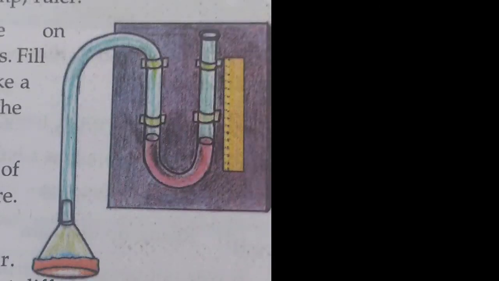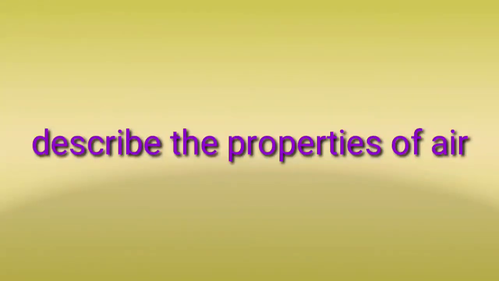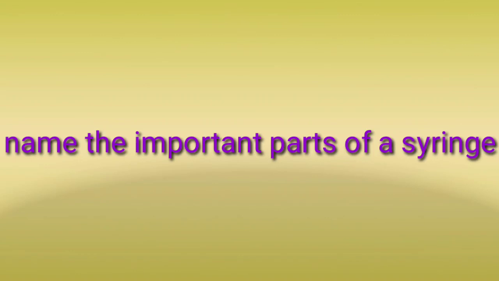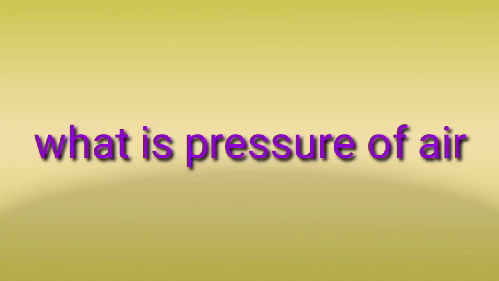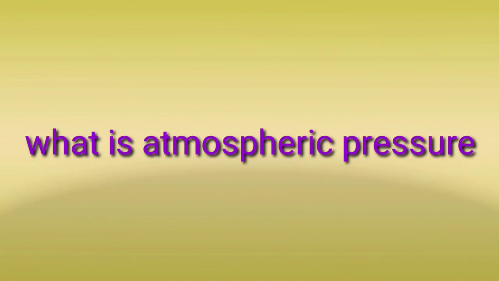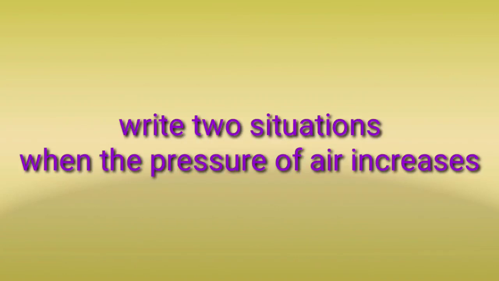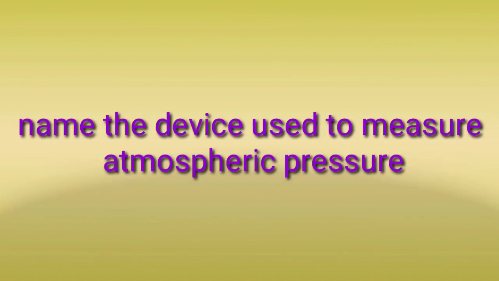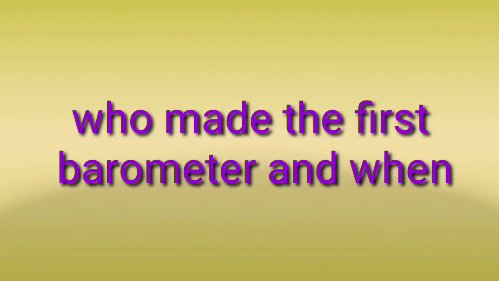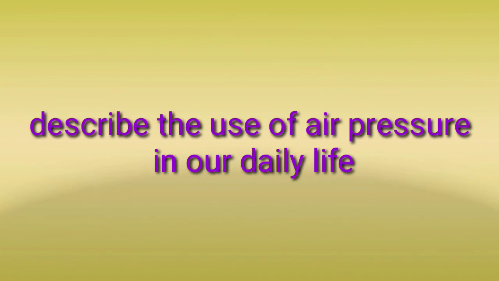Now let us go through the questions. Try to find out the answers and write the questions and answers in your notebook. Question number 1. Describe the properties of air. 2. Name the important parts of a syringe. 3. What is pressure of air? 4. What is atmospheric pressure? 5. Write 2 situations when the pressure of air increases. 6. Name the device used to measure atmospheric pressure. 7. Who made the first barometer and when? 8. Describe the use of air pressure in our daily life.